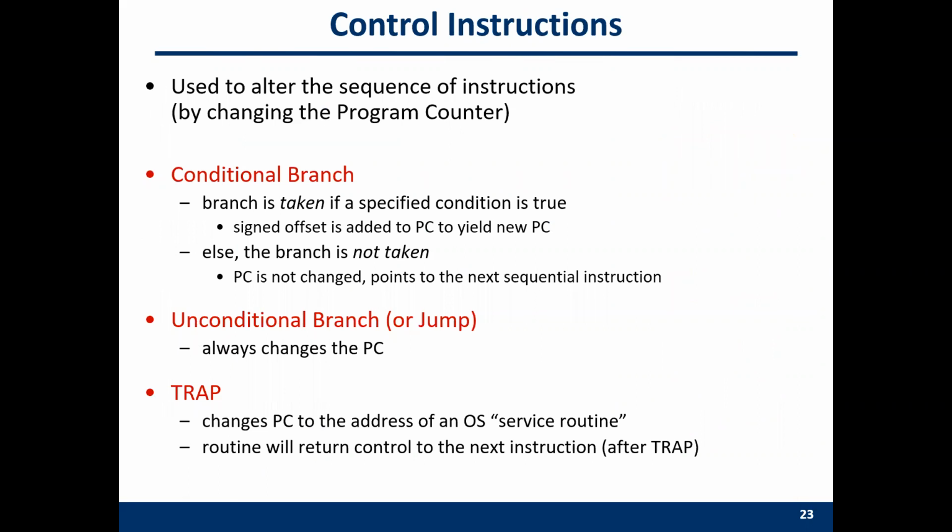Now we complete the arithmetic and the logical instructions, and now we still have the control instructions. The control instruction is used to change the sequence of instructions. The first one is a conditional branch. The branch will be taken if some special condition is true.